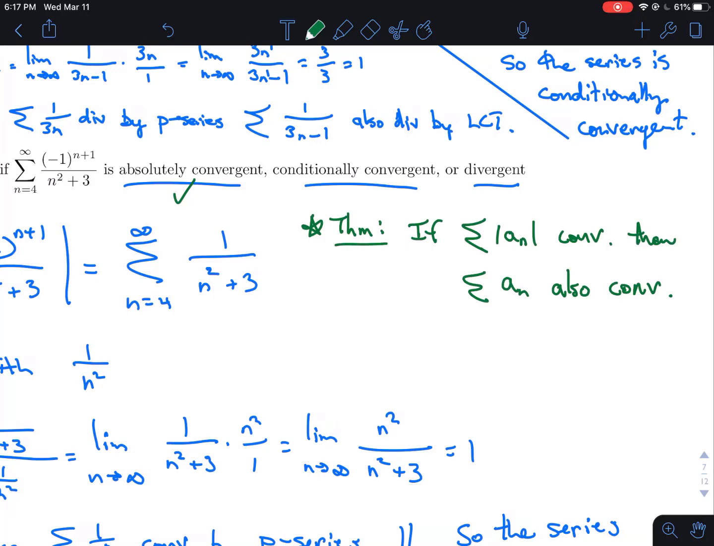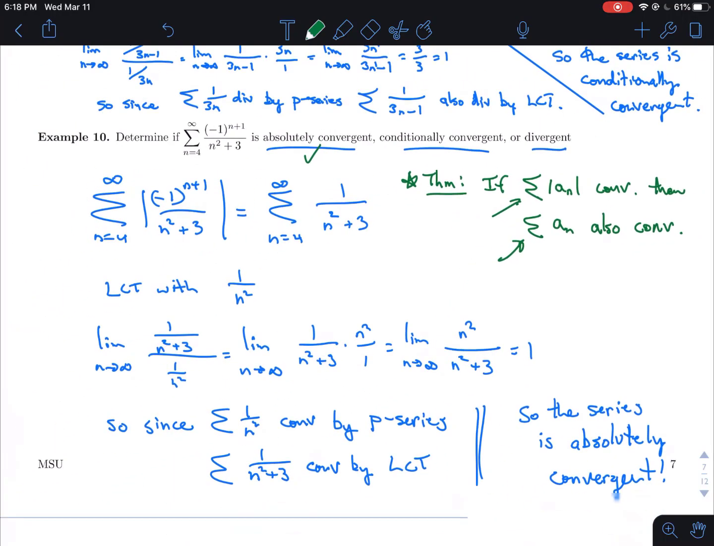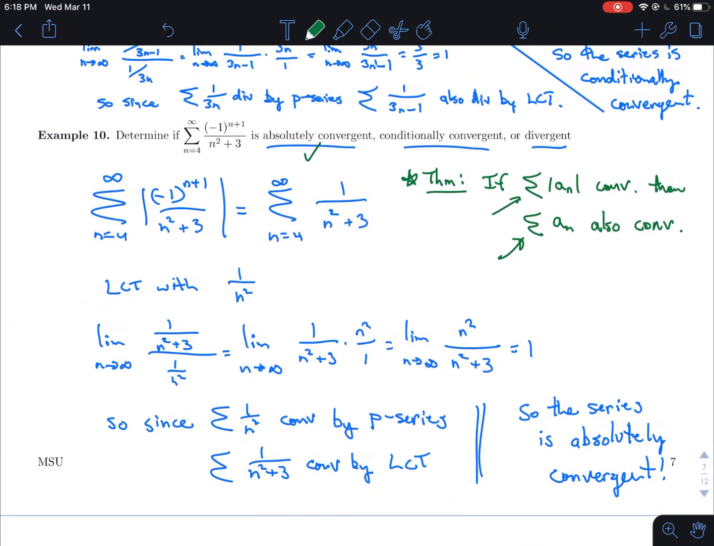So that's a nice theorem that, again, we formally get in 11.6, and that's why you don't have to check if the original series converges or not. Because if you have the absolute value of the series converging, then that's actually a stronger condition, and it implies that you get this for free, that the actual series itself will also converge. So that's why you don't have any more work to show. So with that, we are all done with example 10. All right, let's go ahead and move on.